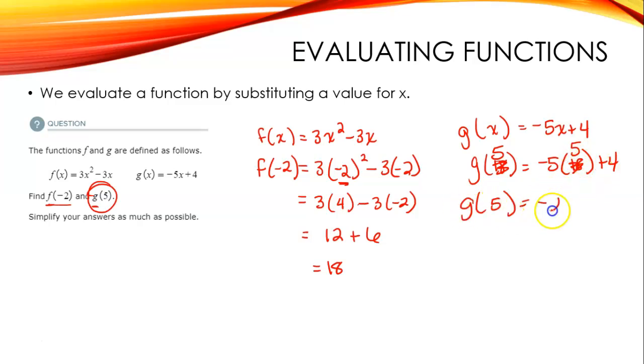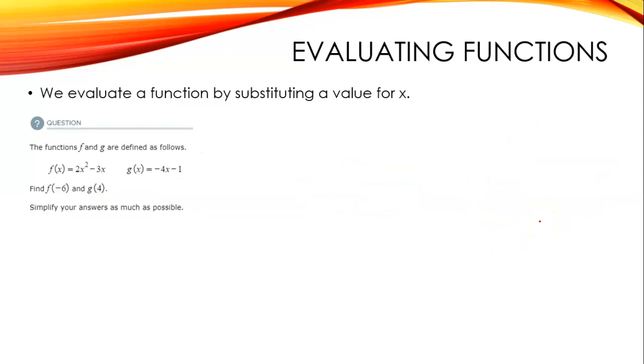Negative 5 times 5 is negative 25, and negative 25 plus 4 is negative 21. So you should have gotten negative 21 for that one. You pause the video and try this one on your own.